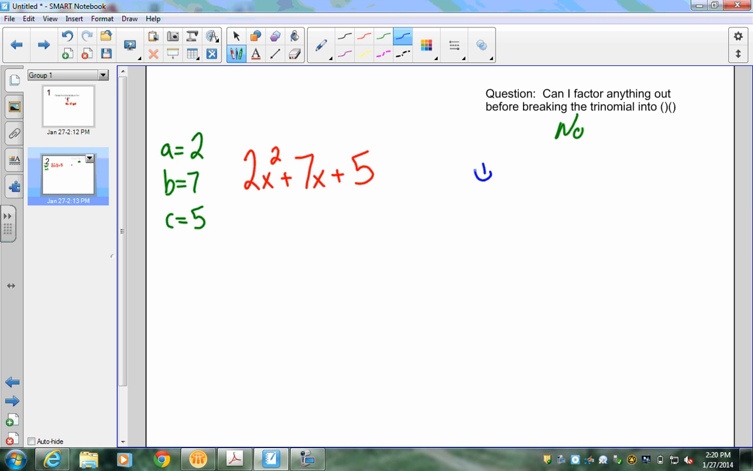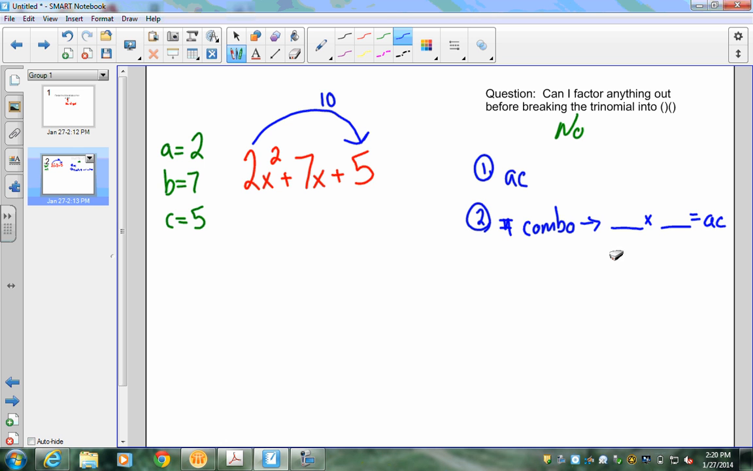So here's the first thing I want you to do. Step 1 is multiply a times c. So I'm going to take 2 and multiply it by 5. When I do that, I get 10. And my next step is finding a number combination. What are two numbers that multiply to get to ac, and add to get to b? In this example, ac is equal to 10 and b is equal to 7. So what's a number combination that multiplies to get 10 and adds to get 7?